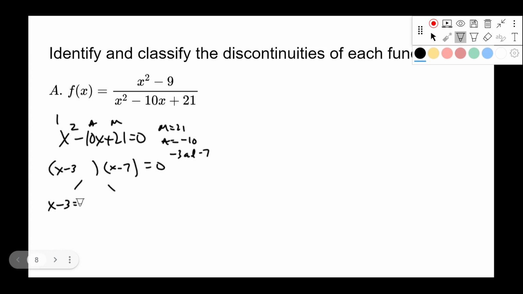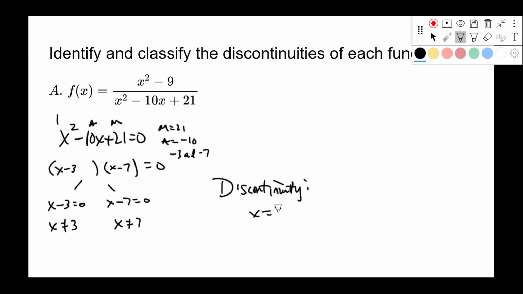Split them up. I have x minus 3 equals 0, x minus 7 equals 0. I get x equals 3 and x equals 7. So x can't be 3, x can't be 7. That means I have two discontinuities: a discontinuity at x equals 3 and another at x equals 7. Now, I can't classify them just yet.